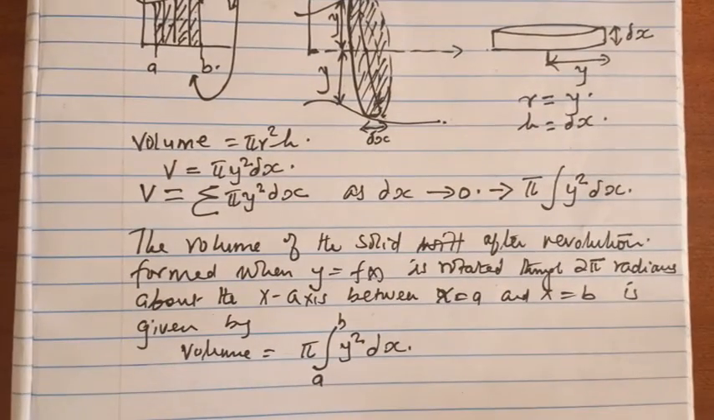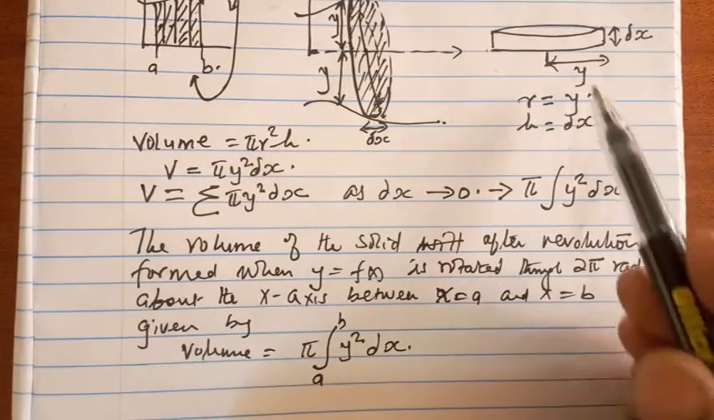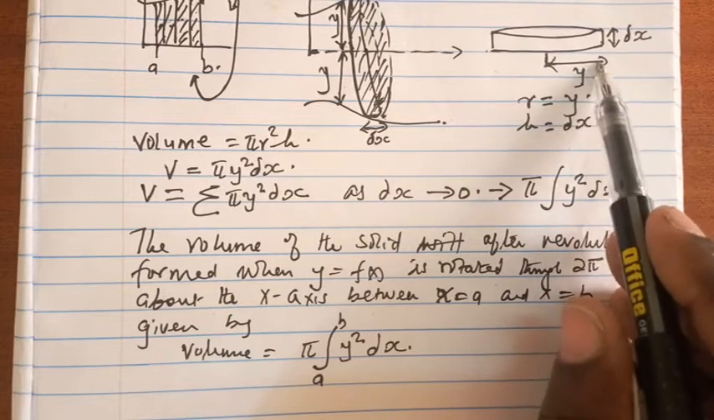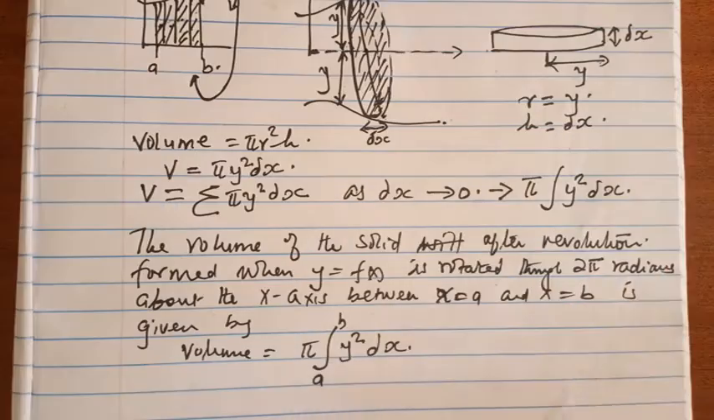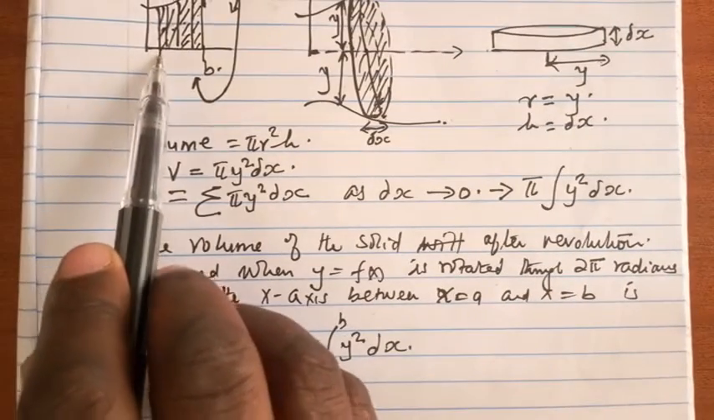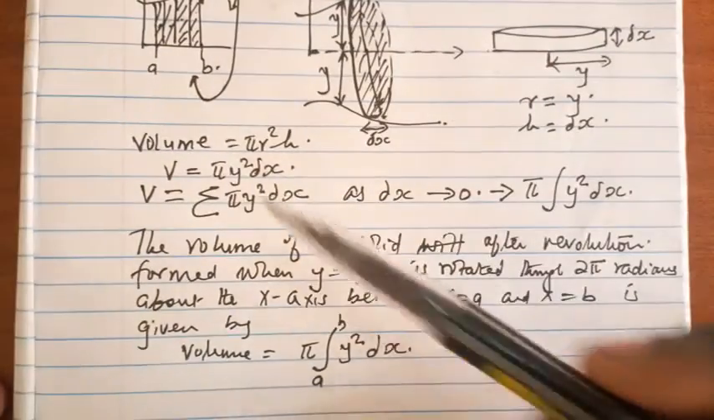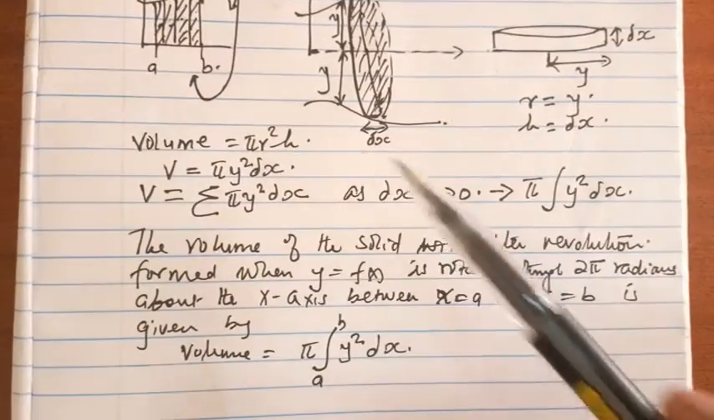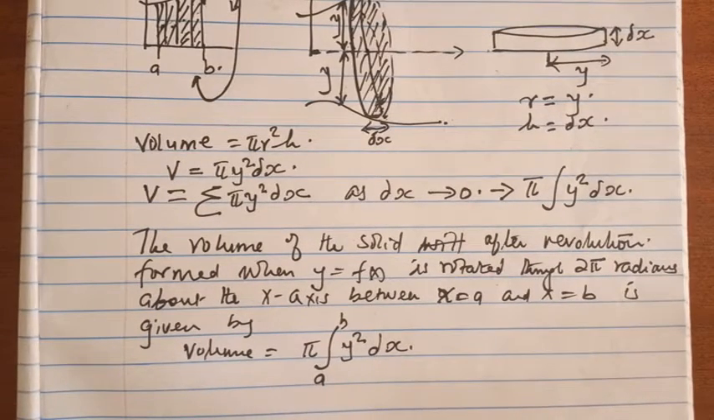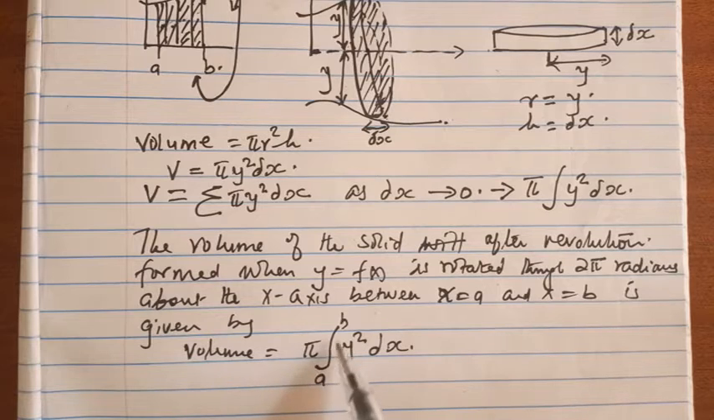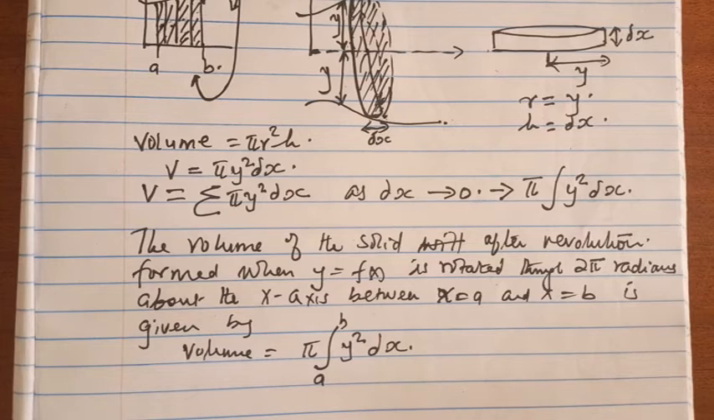Please note, it's generated from the volume of pi r squared h, and now that we have understood that r is y and h is delta x, so from this particular point to this point, when rotated together, each of these stripes will form some volume, and all of them put together will be given by pi integral from a to b of y squared dx.